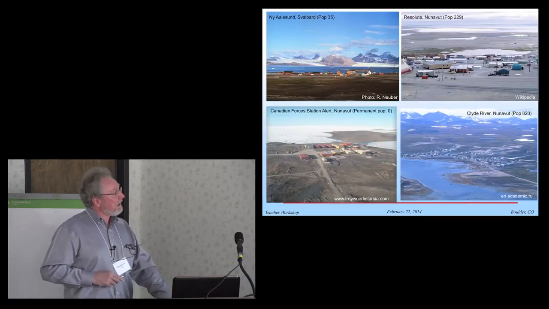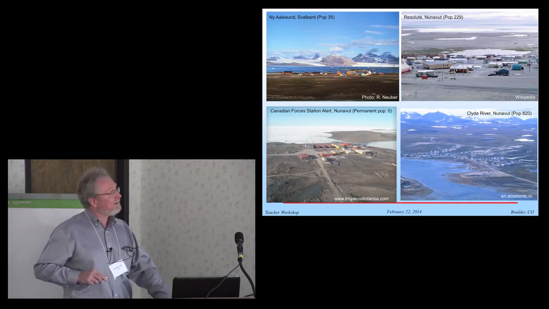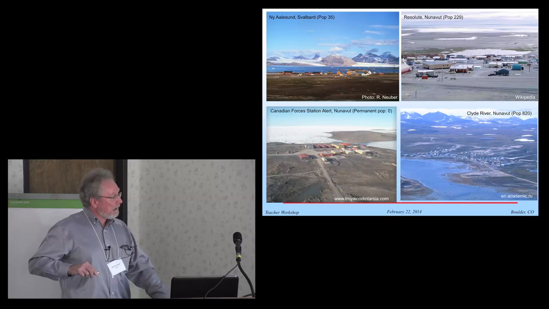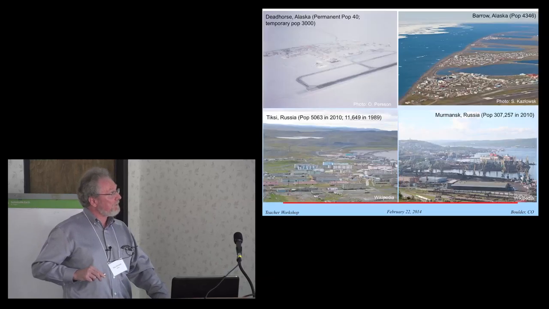Are there people living there? Yes. There's some small towns or villages. New-Ålesund on Svalbard, population 35. Resolute up in Canada, 229. Little larger one, Clyde River, which is also in the Canadian archipelago. Alert has a permanent population of 0, but it is a military station. And then there are some bigger ones.